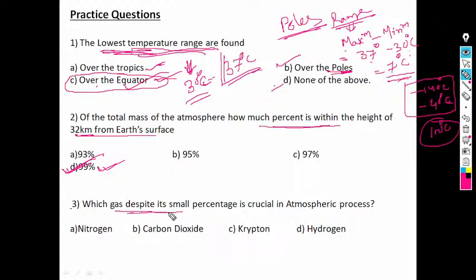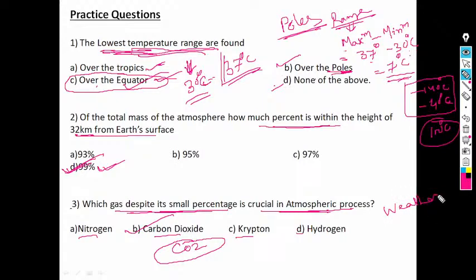Which gas, despite its small percentage, is crucial in atmospheric processes? If we see the options, it is hydrogen, krypton, carbon dioxide, nitrogen. Your answer is carbon dioxide, because due to carbon dioxide, our weather phenomena occur. Carbon dioxide helps in cloud formation basically. It is crucial in atmospheric processes.